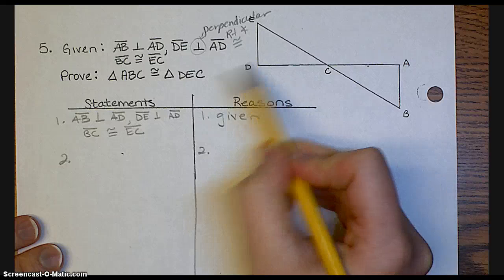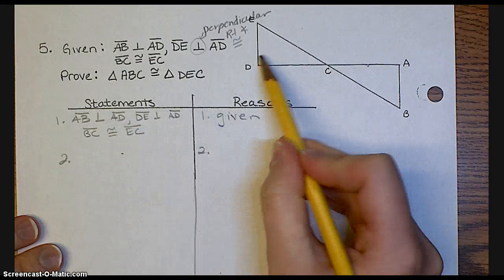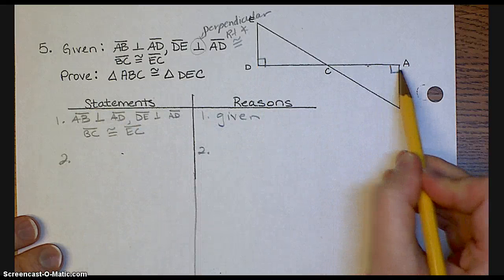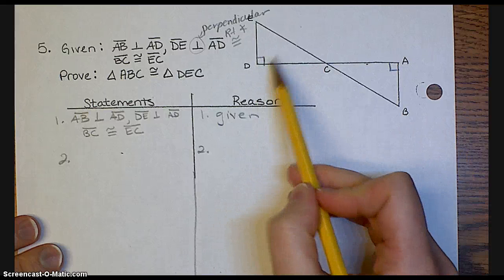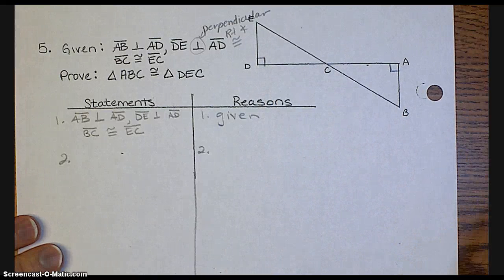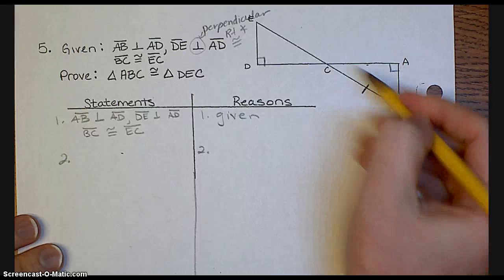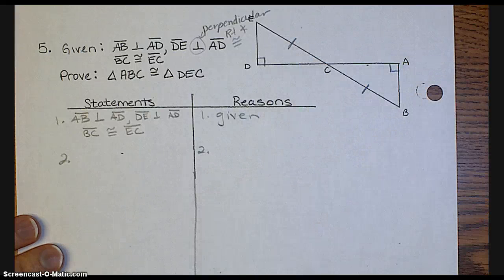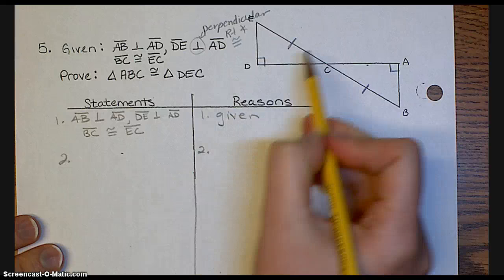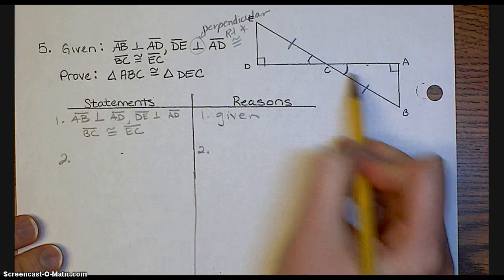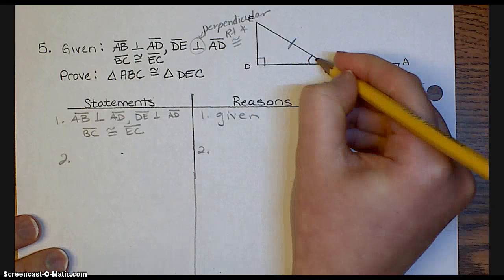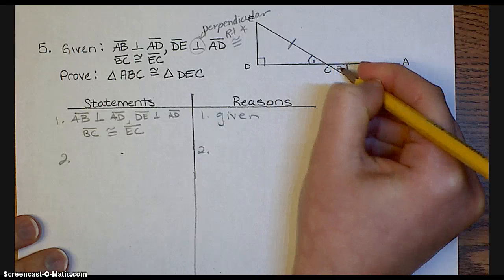So the first thing you want to do is put your given information and mark up the picture, just like we always do. So perpendicular lines make 90-degree angles, and BC is congruent to EC. Alright, well, one thing that jumps out to me, again, just like the last one, we've got vertical angles here. So to make it easy for yourself, just put some numbers in there.